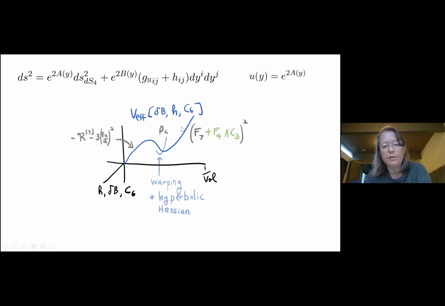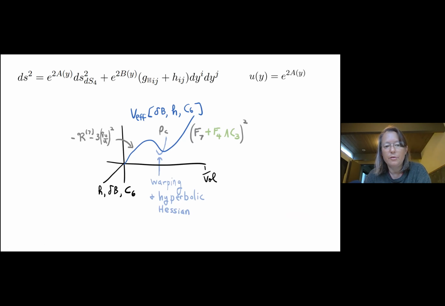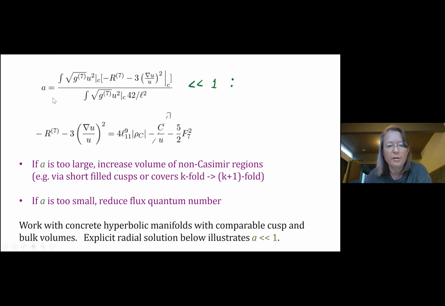We have in this three-term structure the net curvature term, the Casimir contribution, the flux, which generally is generalized if we were to include F4, and the stabilizing effects of the hyperbolic Hessian and the warping transverse to this 1/volume direction. So basically these two slides are giving the executive summary of the mechanism.